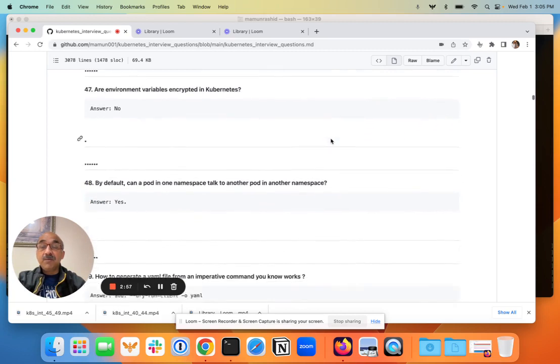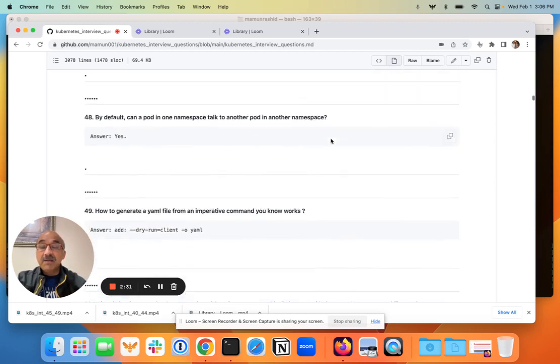Are the environment variables encrypted in Kubernetes? The reason an interviewer would ask you this question is because he or she is trying to fill a gap, maybe in their team, security-wise. So they're looking to see how aware you are security-wise in Kubernetes. So they would say, hey, now, do you really know your way around security-wise in Kubernetes? For example, the environment variables are not encrypted. So you would know that if you're working with security in Kubernetes.